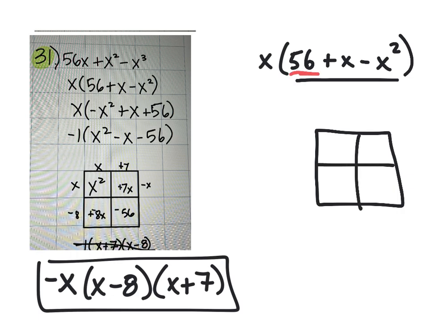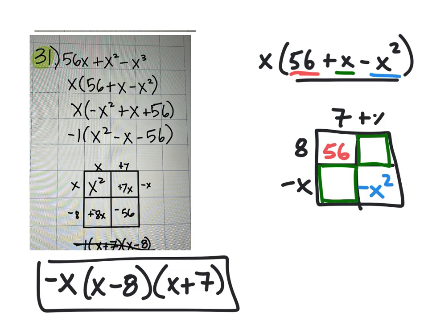I would put my constant term up here, positive 56, and then my x squared term, my negative x squared term, down here. Our goal is to get the x term in the middle by adding up these two boxes here. So let's just put in, say, 7 and 8. Those two numbers are going to multiply to 56. And then let's do a negative x here and then a positive x here.